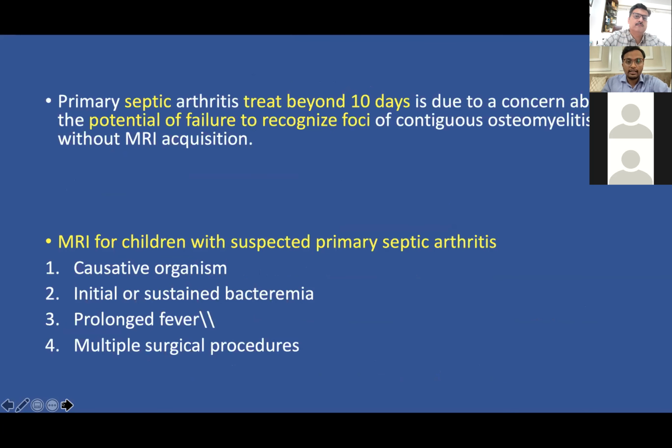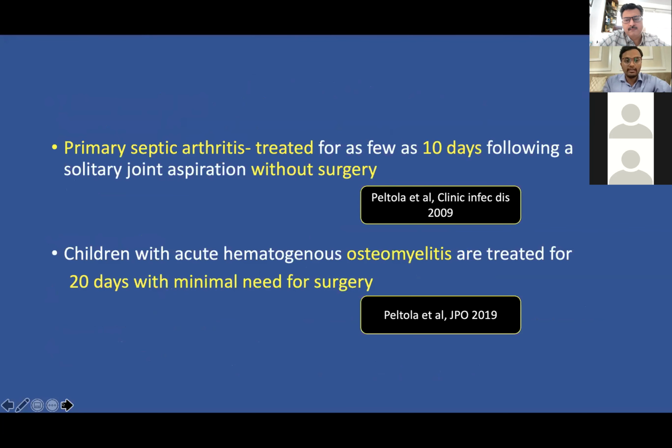Primary septic arthritis treated beyond 10 days raises the concern of potential failure to recognize foci of contiguous osteomyelitis without MRI acquisition. So they go for the MRI for children with suspected primary septic arthritis if there is a causative organism of Staph aureus, initial or sustained bacteremia, prolonged fever, and multiple surgical procedures. The primary septic arthritis was treated for 10 days following a solitary joint aspiration without surgery.